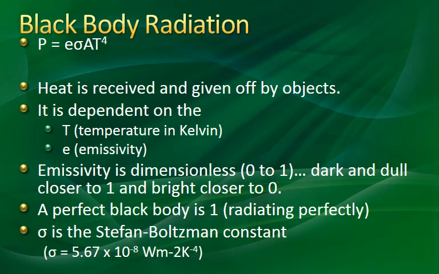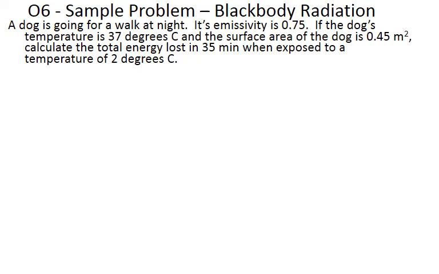All right, so black body radiation. Any object that has a temperature and has a surface area is going to send out a certain amount of thermal energy, and so we have that power is equal to the emissivity times the Stefan-Boltzmann constant times the area times the temperature to the fourth power. The closer emissivity is to 1, the darker and duller the object; bright is closer to 0. And we'll work one out here.